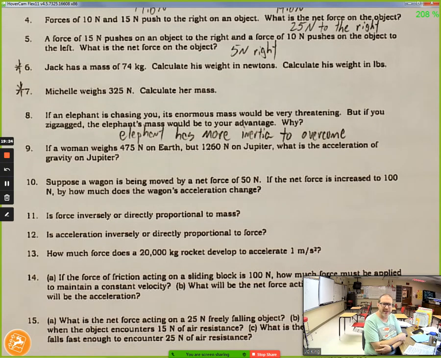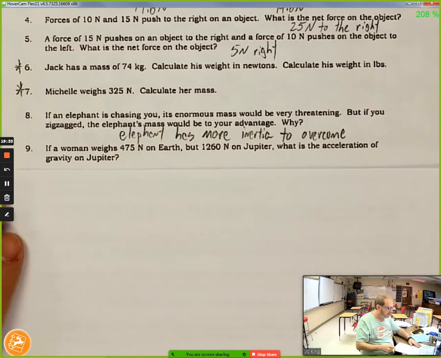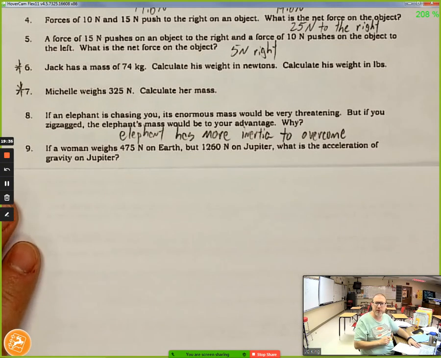We can do number 9 together. Number 9 has got some interesting bits and pieces to it. It's some multi-part thinking. So if a woman weighs 475 newtons on Earth, but 1,260 newtons on Jupiter, what's the acceleration of gravity on Jupiter?